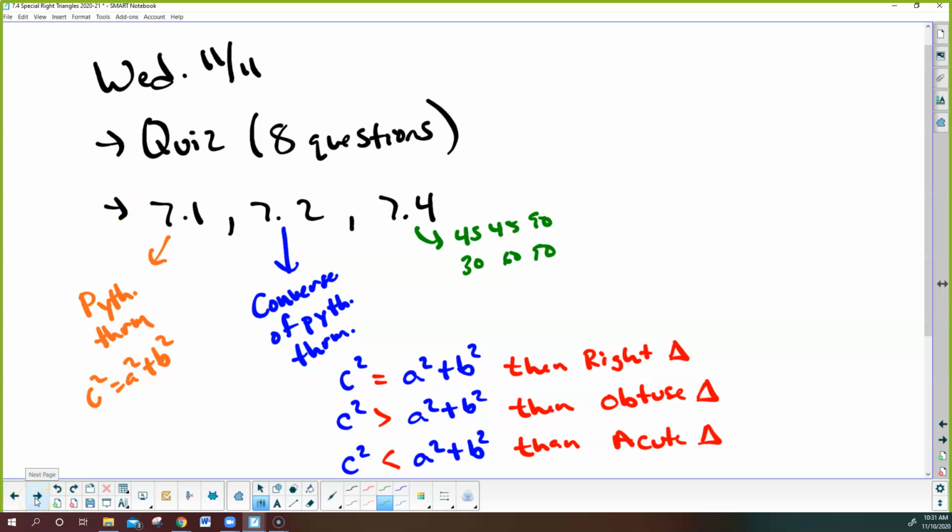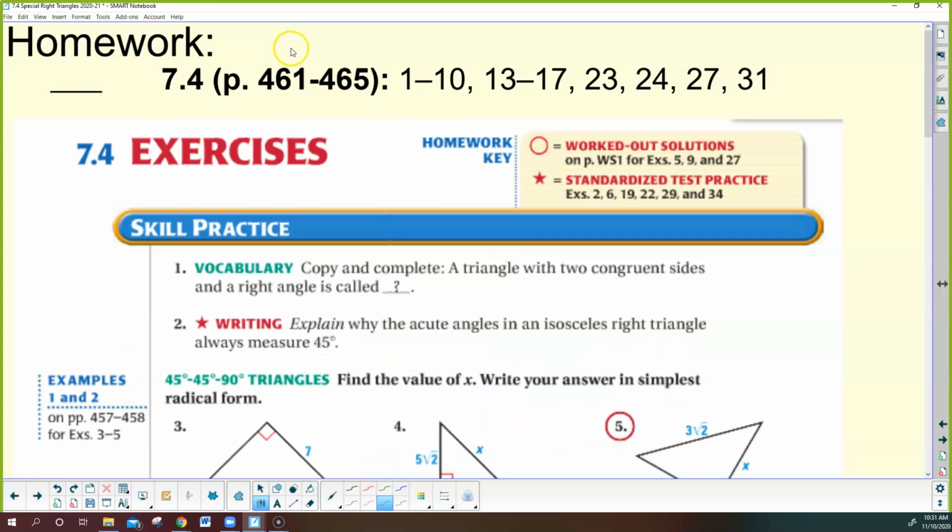Okay, homework tonight. I can come back to the slide if you need me to, but let me just show you this. Homework tonight is 7.4. It's in your textbook, and we're doing 1 through 10, 13 through 17, 23, 24, 27, 31. So that's all I have. If you have questions, you can stick around. If you don't have any questions, you are free to leave and work on the homework tonight.